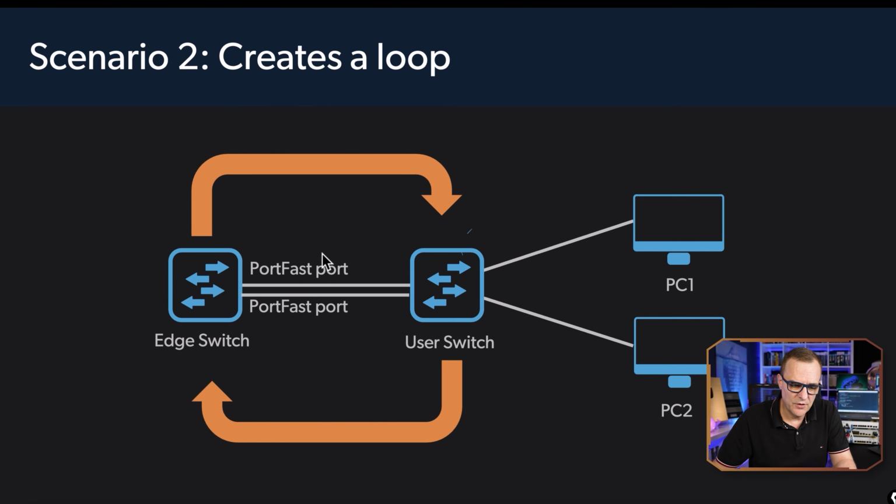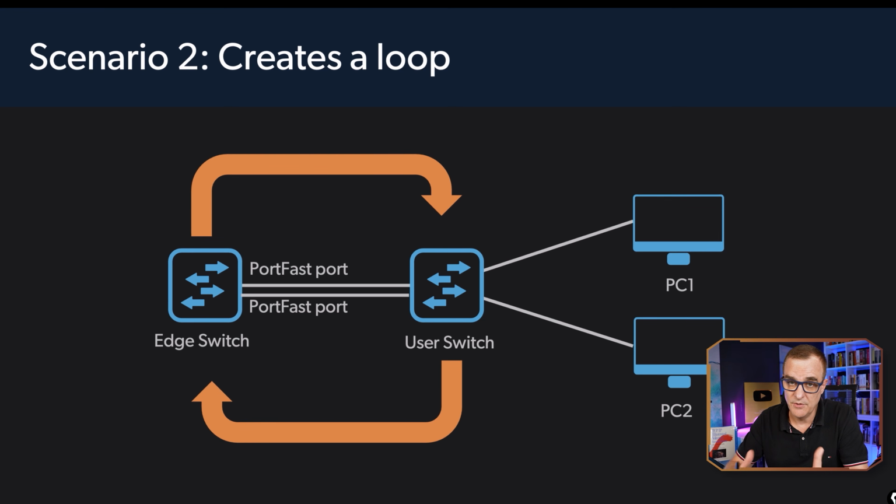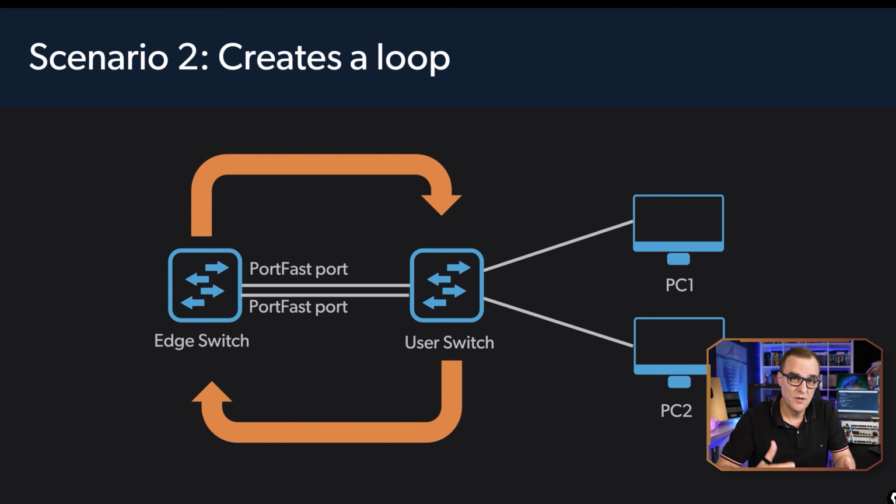Another thing a user may do is connect two ports to the switch, and that'll cause a loop if you've got PortFast enabled on your edge switch. So the moral of the story is, don't trust your users. Enable BPDU Guard on PortFast ports so that users don't, by mistake or on purpose, cause spanning tree loops or cause problems in your topology.